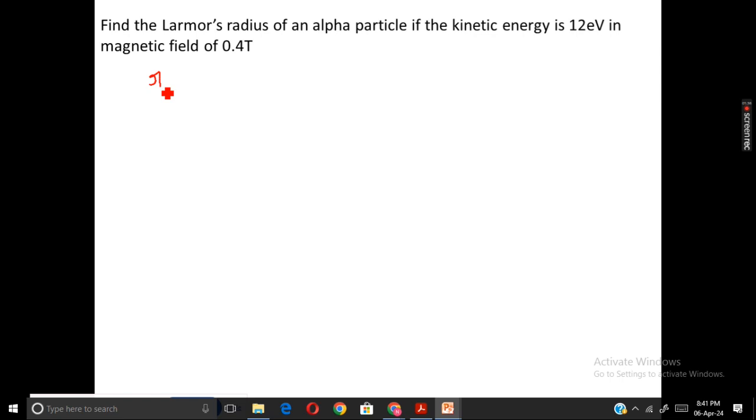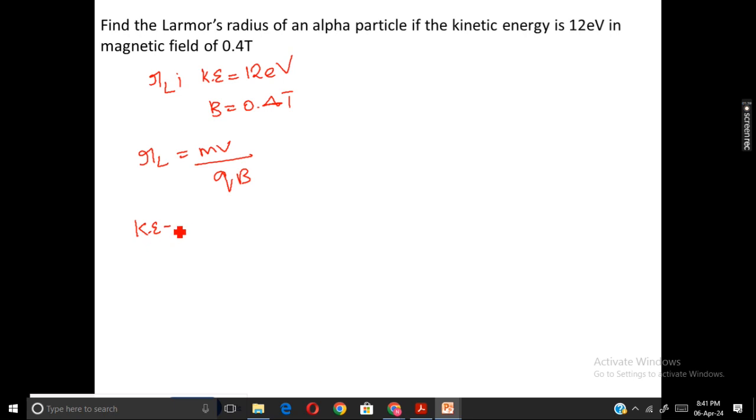Larmor radius is basically the radius of gyration, which is RL. It is an alpha particle. Kinetic energy is given as 2 electron volt. Magnetic field is given as 0.4 Tesla. So we want to find RL. RL is equal to mv by qB.